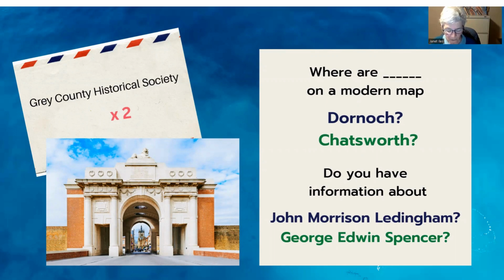The other letter concerned George Edwin Spencer, who was killed in action on the very same day, and the letter was sent to his mother, Sarah Spencer, at a postal address at Chatsworth. The letter said they were unable to locate Chatsworth, Ontario, to a modern address or the Dornoch one. Both of these men are remembered at the Menin Gate.